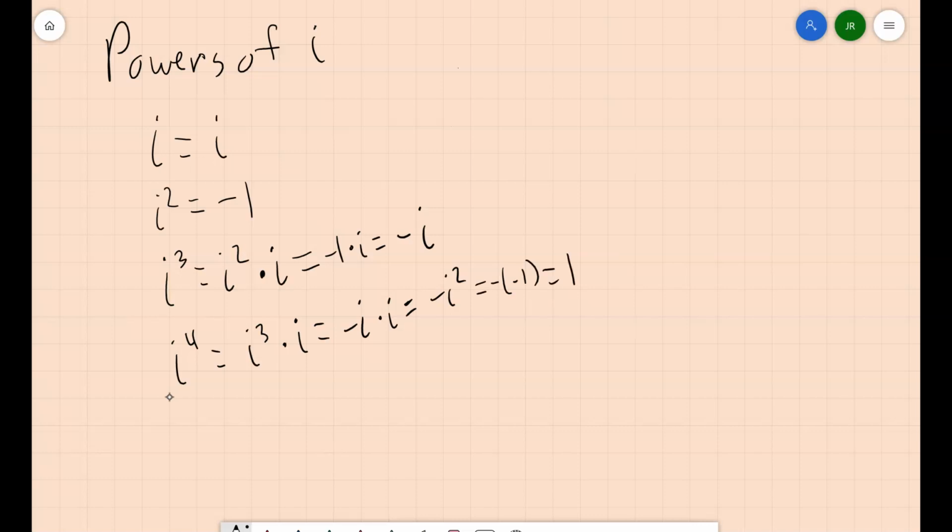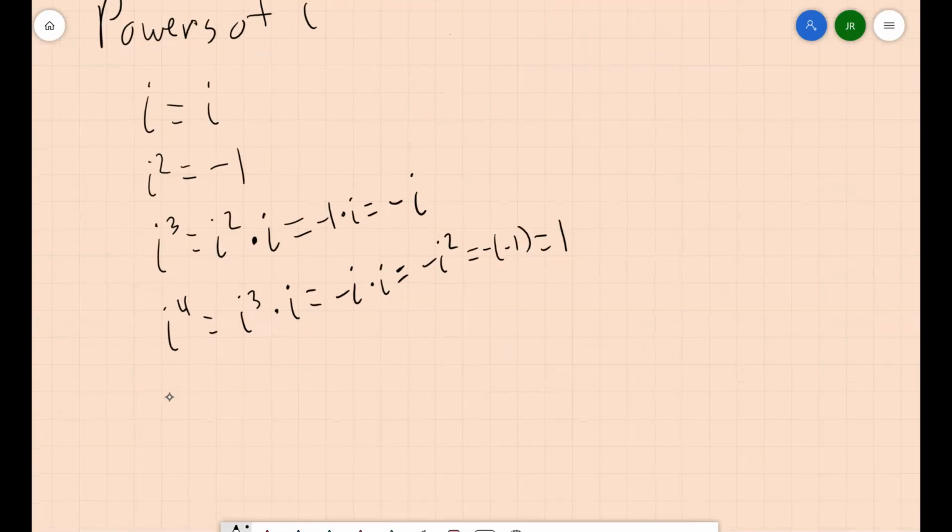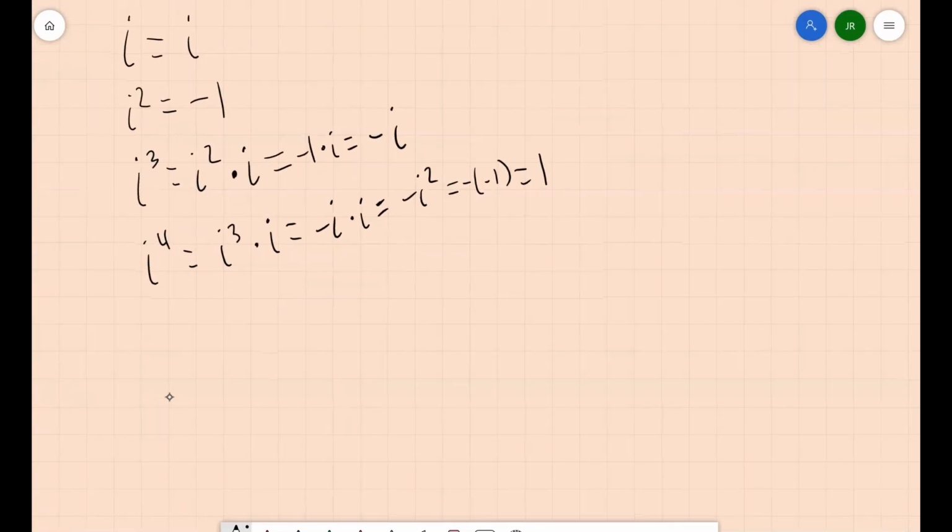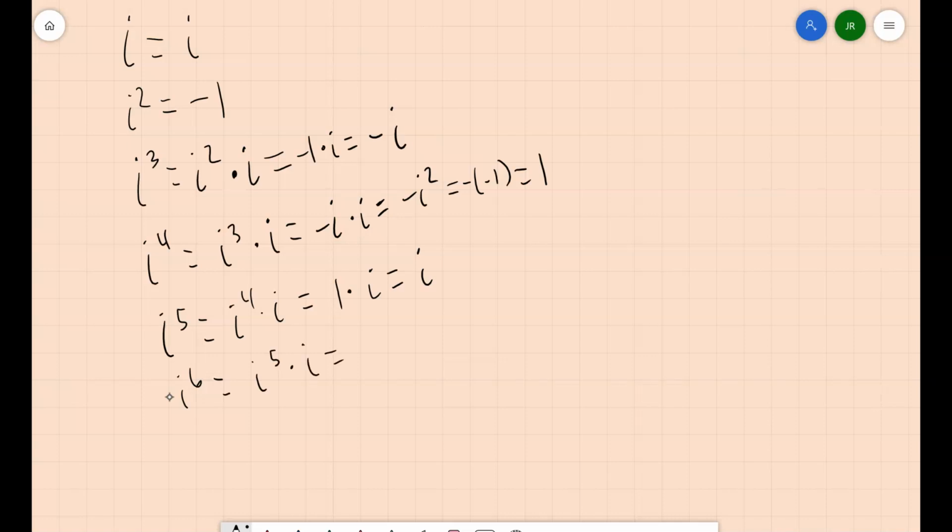All right? I know you may be thinking, why are we doing all this? But just follow me for a minute. i to the fifth. i to the fifth is the same thing as i to the fourth times i, right? Well, we've already established that i to the fourth is just 1. So it's just 1 times i, which is just i. And then i to the sixth is i to the fifth times i, which i to the fifth we've already said is i. So this is just i times i, which is i squared.